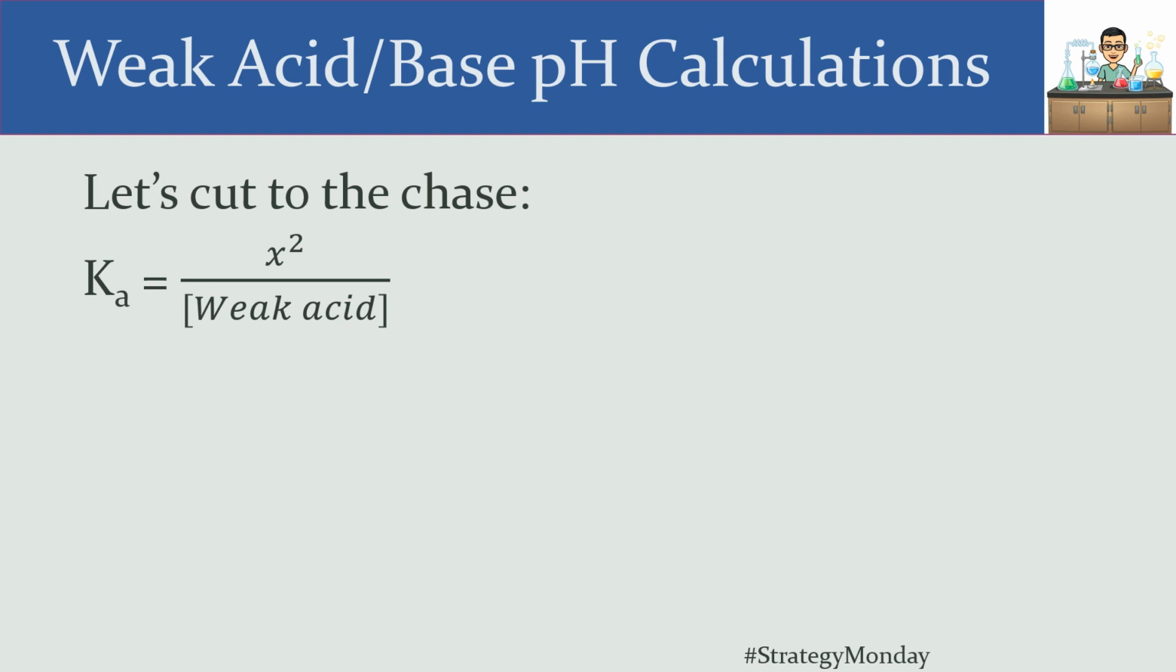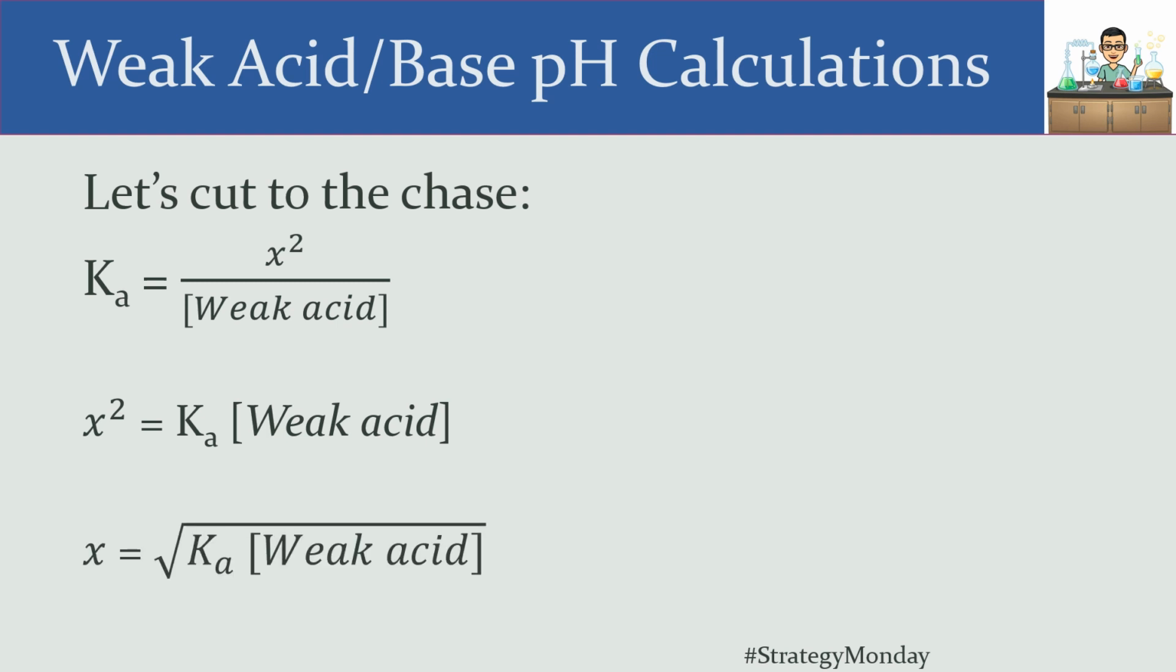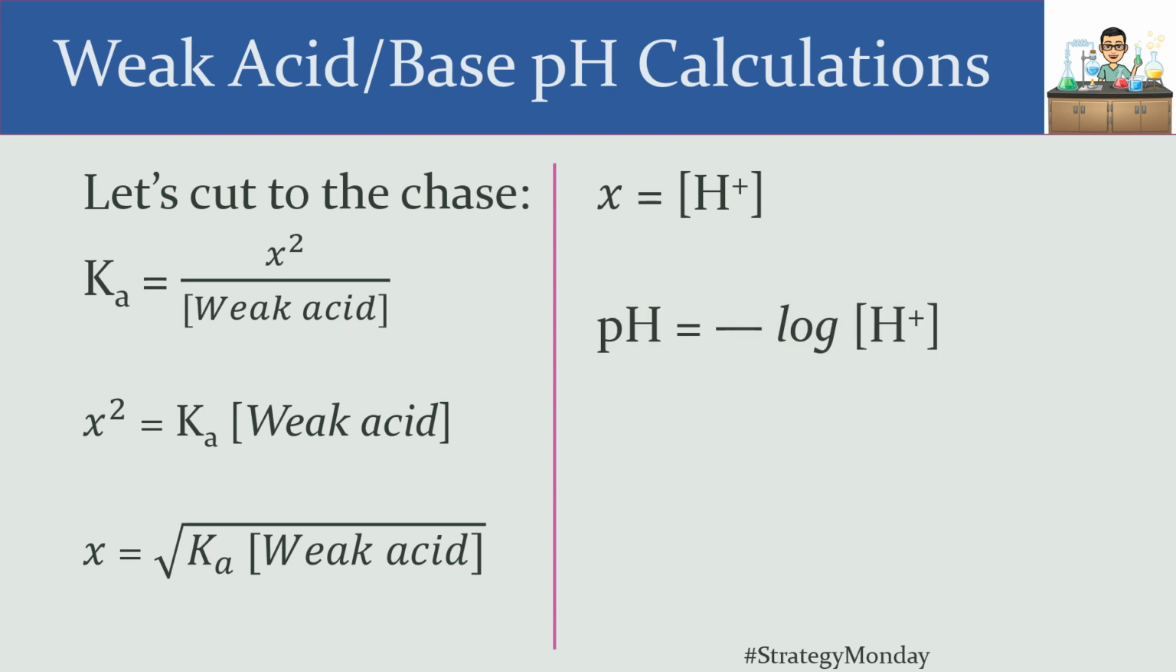If we're just getting down to business here, we need to solve for x. When we solve for x, we cross multiply the Ka times the weak acid concentration, and we end up with this expression. To solve for x, we need to take the square root. So x is going to be the square root of Ka times the weak acid concentration, if we're talking about an acid dissociating in solution and giving up a proton. And x, the variable we're solving for, is just the proton concentration. If x is the proton concentration, in order to figure out the pH, we need to take the negative log of that value. So that's kind of how it goes down.